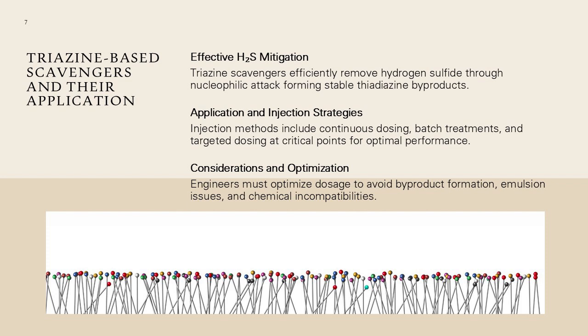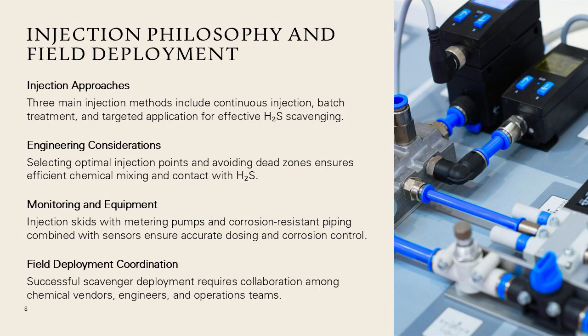Engineers must also consider potential drawbacks, such as formation of viscous byproducts, emulsion stabilization, or incompatibility with certain production chemicals. Proper dosage optimization ensures adequate H₂S removal without excessive chemical consumption, making triazine-based scavengers a reliable and cost-effective option for many fields. Effective injection of H₂S scavengers requires strategic placement, correct dosing, and continuous monitoring.